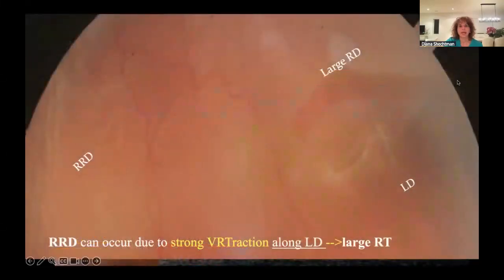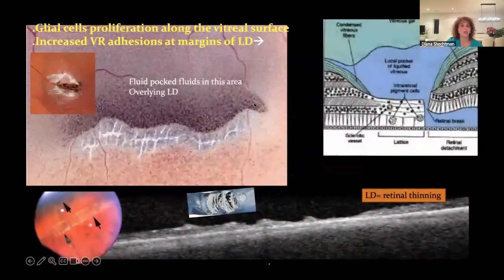So here's an example of lattice. Again, this one did lead to a retinal detachment, but if you notice, it wasn't the lattice itself, but it was the tear adjacent to it. A tear adjacent to lattice will always get treated. And to give you a representation of what lattice really is, it is thinning.